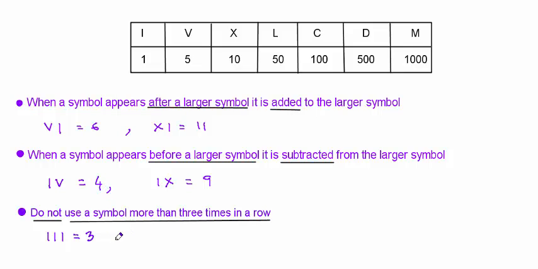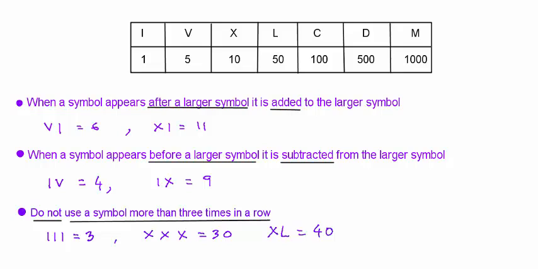Similarly, XXX is 30, but if you want to write 40, you will not write XXXX. Rather, 40 should be treated as 50 minus 10, so X and then L is equal to 40. The smaller symbol X appears before the larger symbol L, therefore you subtract 50 minus 10.